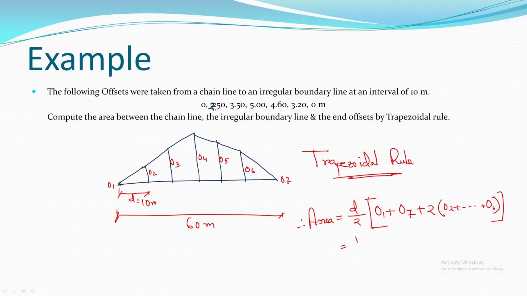So the value of D is 10 and it is divided by 2. The first ordinate and last ordinate are 0 for both cases, and 2 into others. So if you sum up all these values, 2 into the other ordinates, that means 2.5, 3.5, 5.0, 4.60 and 3.20. You just need to put the values after calculation, and finally the value that you get is 188 meter square.